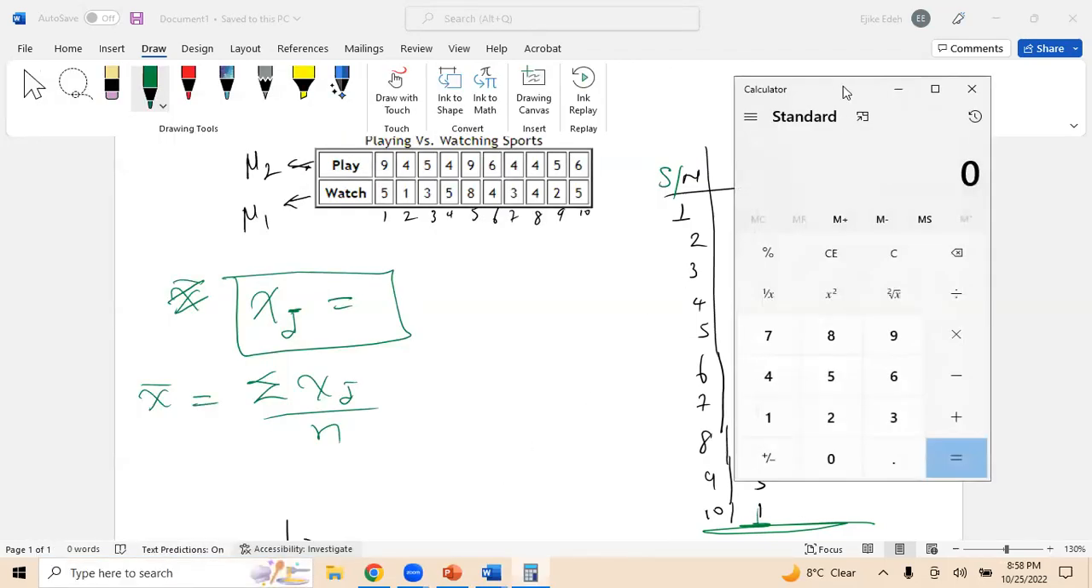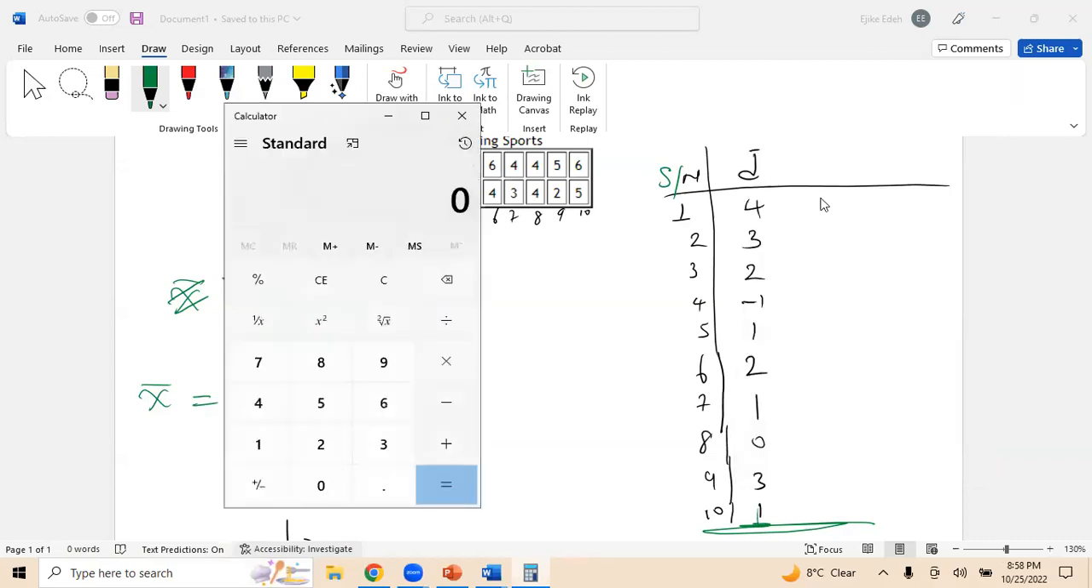Okay, let's move it over here on this side. So I'm simply going to add up the column of difference. So this is 4, this is 4 plus 3 plus 2 plus, we can actually do this manually instead of doing that. Okay, no problem. Plus minus 1.